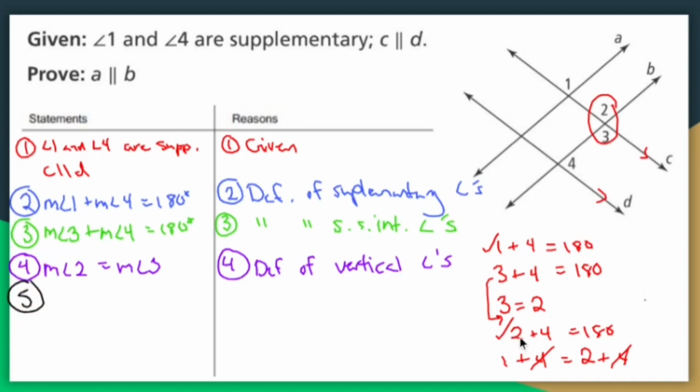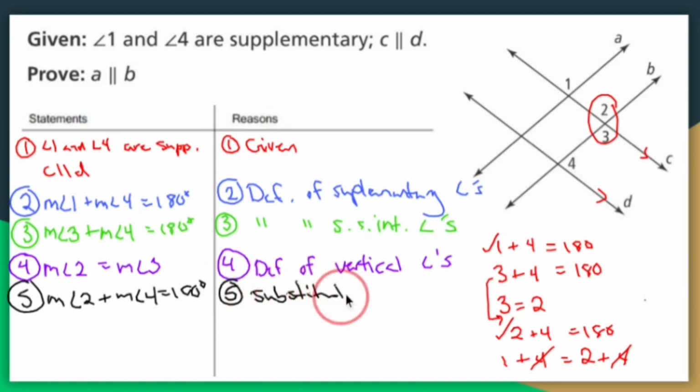Where am I now? I now know that since 2 and 3 are the same, I can rewrite line 3 and make this the measure of angle 2 plus the measure of angle 4 equals 180. And that was using substitution, property of equality. So I'll just say substitution prop. Okay. Going back to red.